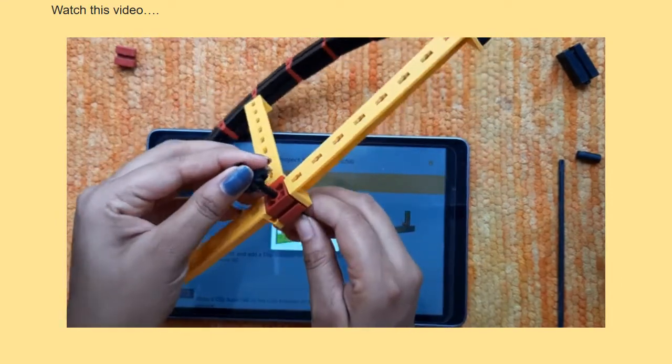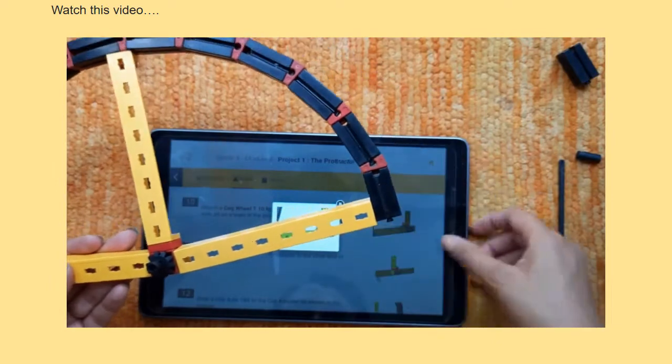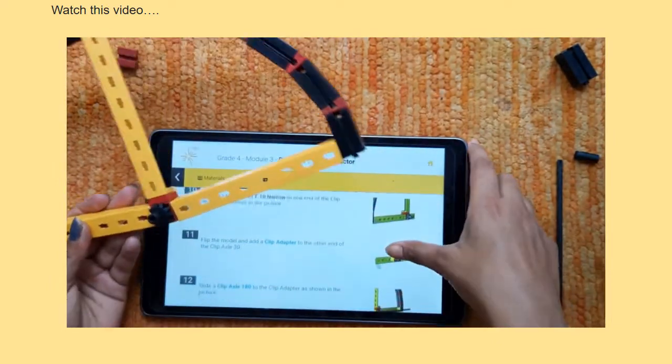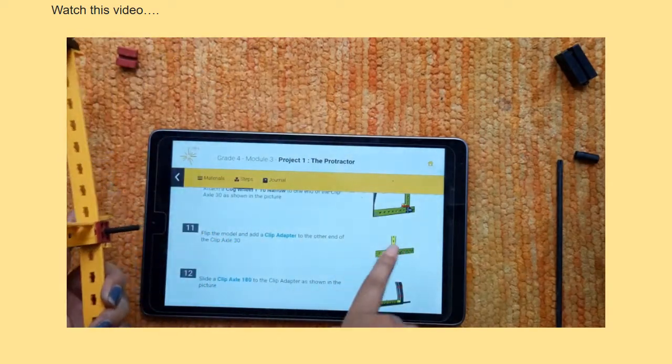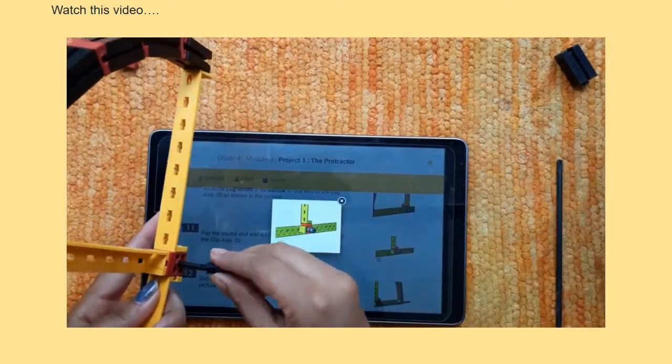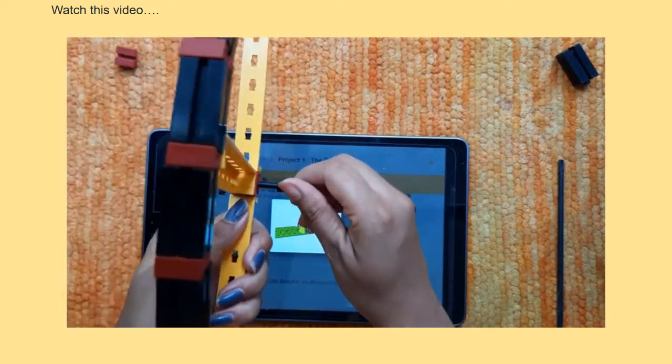Okay, this is done. Next step is flip the model and add a clip adapter to the other end of the clip axial. So on the other end I have attached this clip adapter.